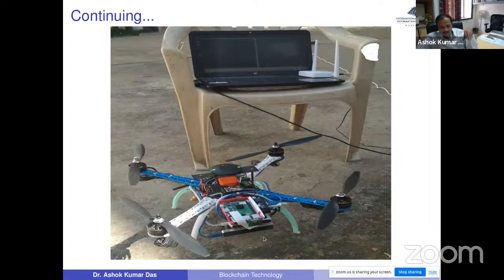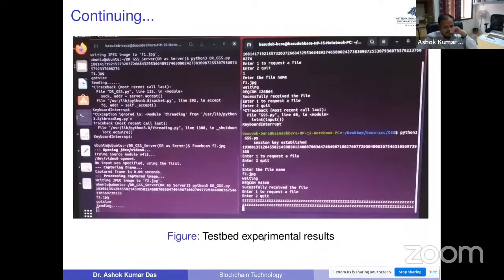During the implementation, we have seen that through the access control mechanisms, the drone and GSS exchange data or messages. After that, they establish the same session key. This is a 256-bit session key. Using the 256-bit session key, we have used the AES-256 algorithm, the Advanced Encryption Standard, for exchanging the data.